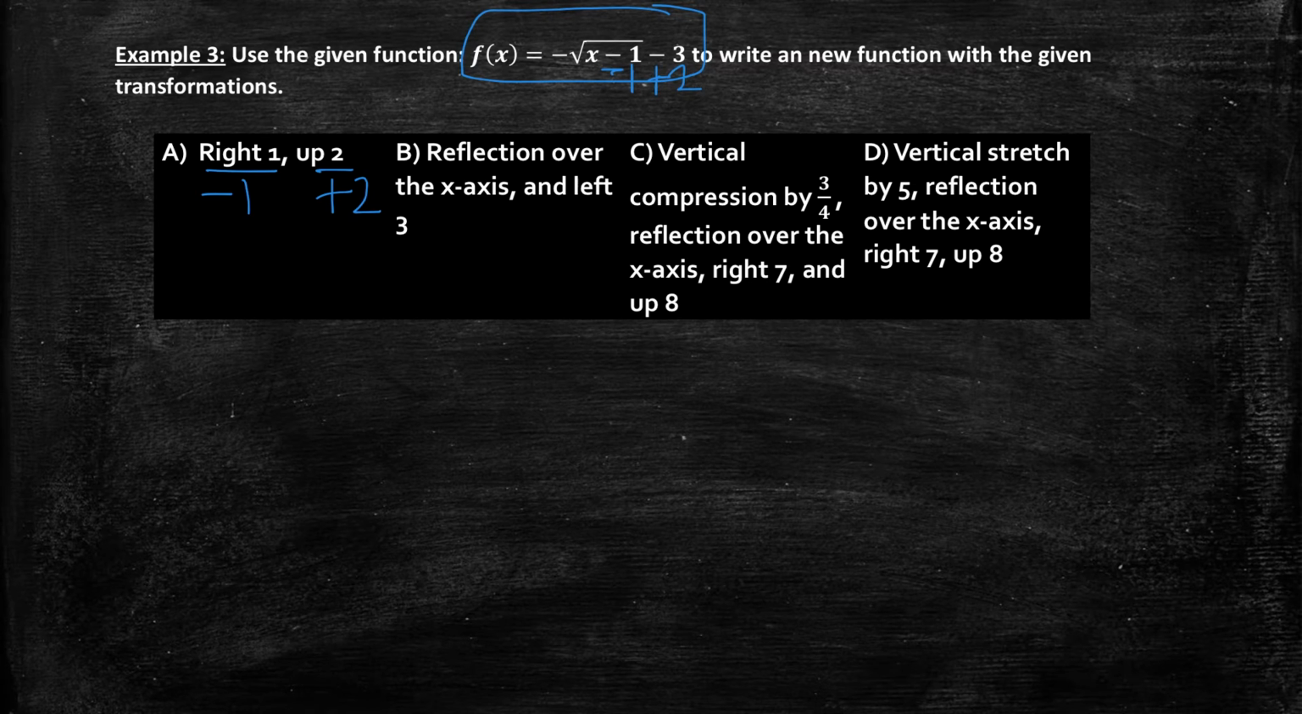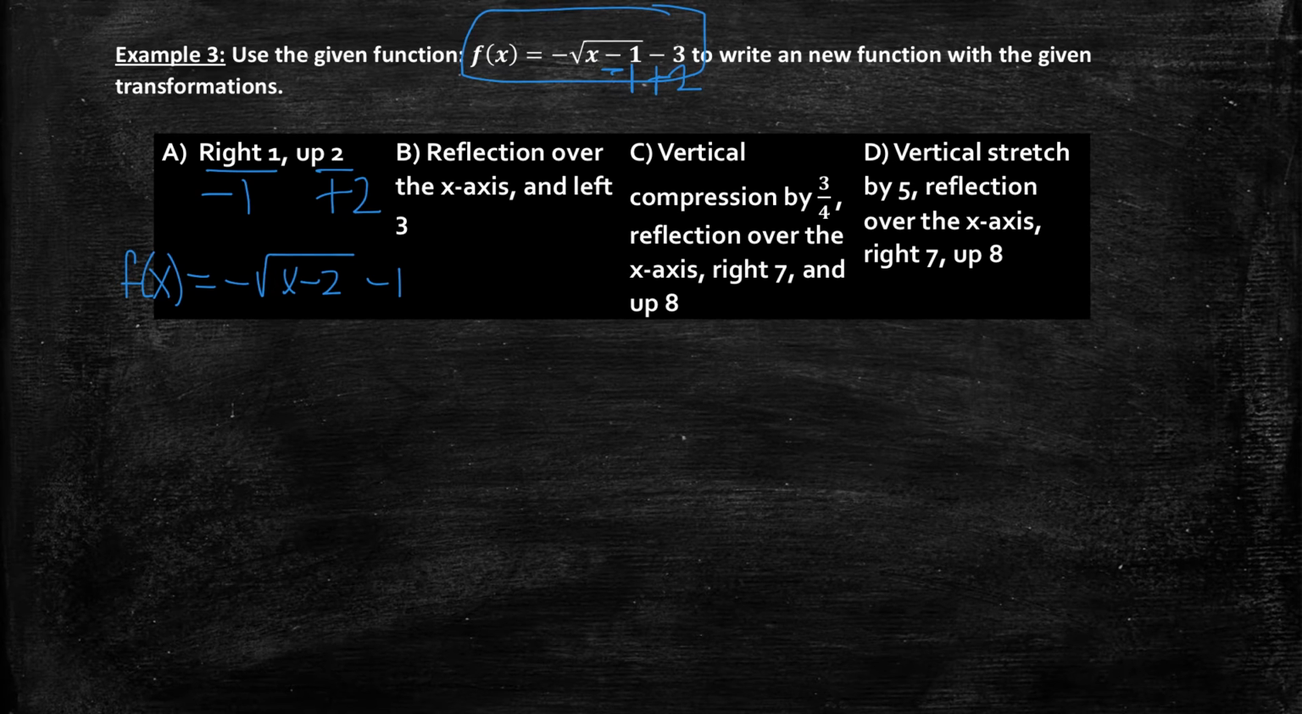Okay, so what would the new equation be? So we'd have f of x equals negative square root. If we have minus 1 and then another minus 1, that would become x minus 2. And then we have negative 3 plus 2, which would be a minus 1. So that would be the first one.